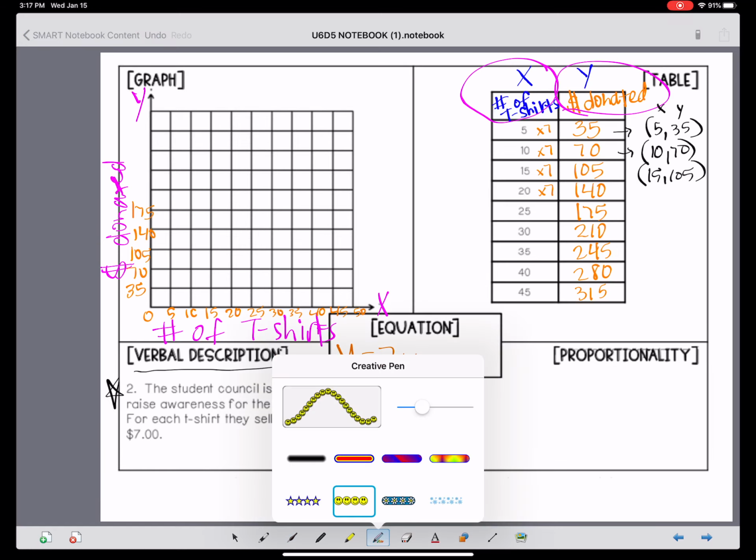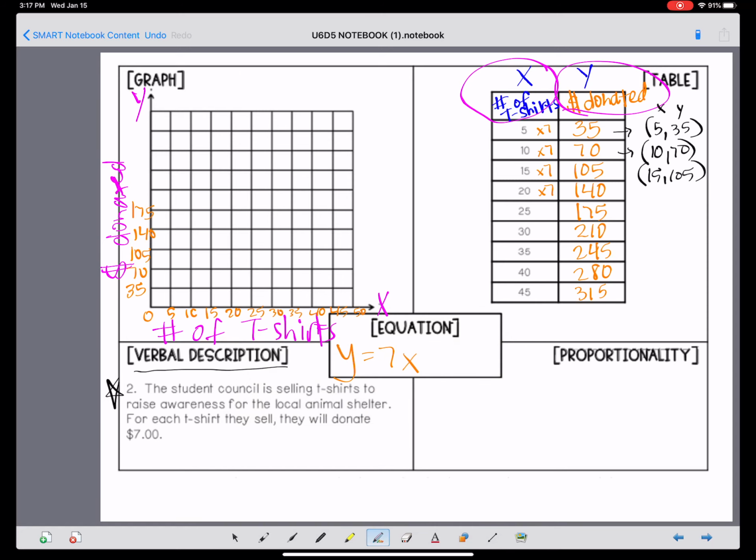All right, so if I went and did that, let's say I'm taking a look at my first point, it would be 5, 35. So I go over to 5, up to 35. Now I'm going to go over to 10, up to 70. Over to 15, up to 105. So far I'm seeing a pattern. I know that this pattern will continue because I get a constant number on this graph.